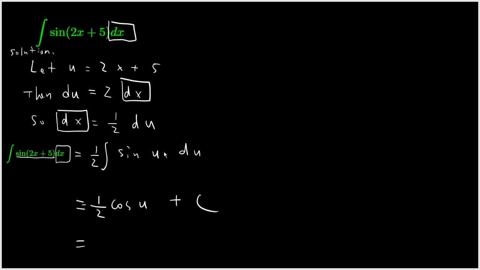Finally, the answer is negative 1/2 times cos of. In the last step, you write the final answer in terms of x only. The relation between u and x is always in the first step. Wherever you see u, you replace u with 2x plus 5. And then plus c, you have the answer. So any questions about this?